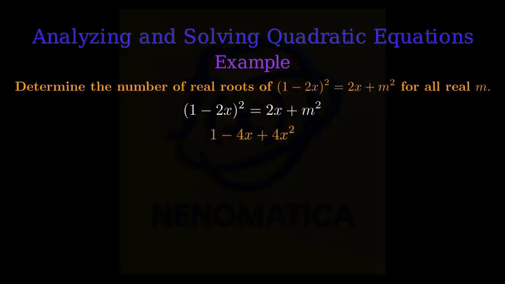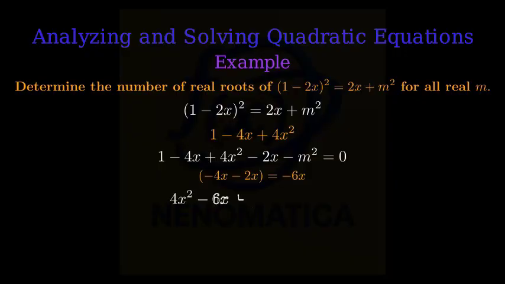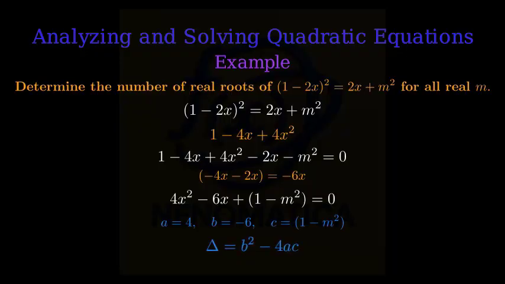The expansion of (1 minus 2x) squared is 1 minus 4x plus 4x squared. Step 3. Combine like terms to get standard form. Negative 4x minus 2x is negative 6x. So the equation becomes 4x squared minus 6x plus 1 minus m squared equals 0. Step 4. Use the discriminant. The discriminant delta equals b squared minus 4ac. This will tell us how many real roots we have.